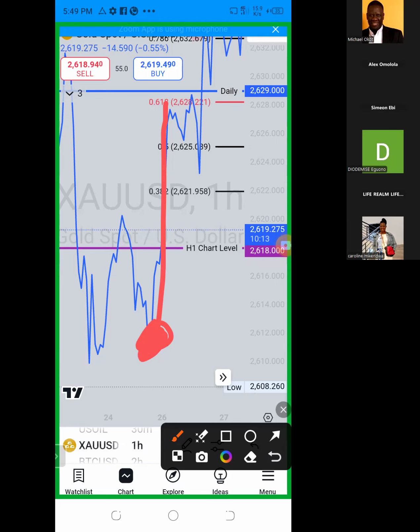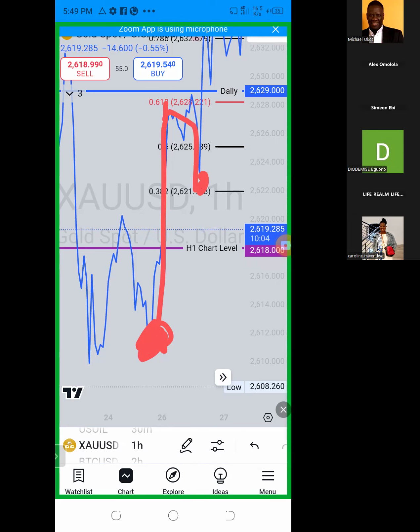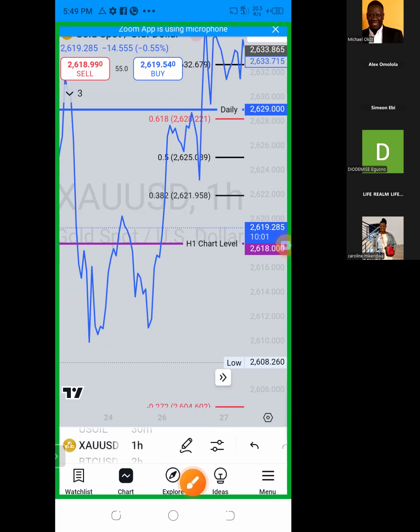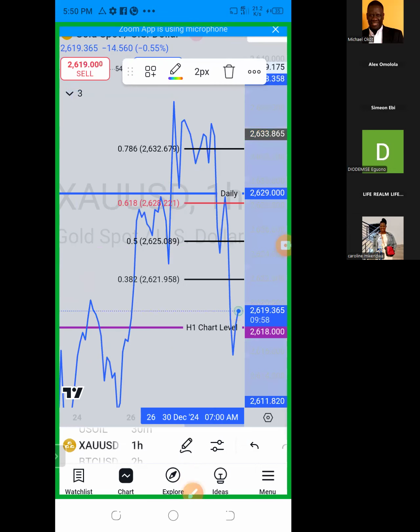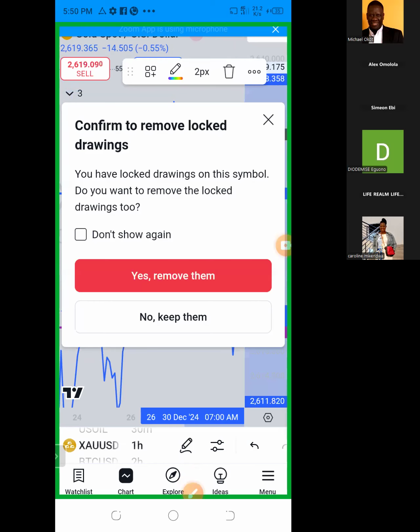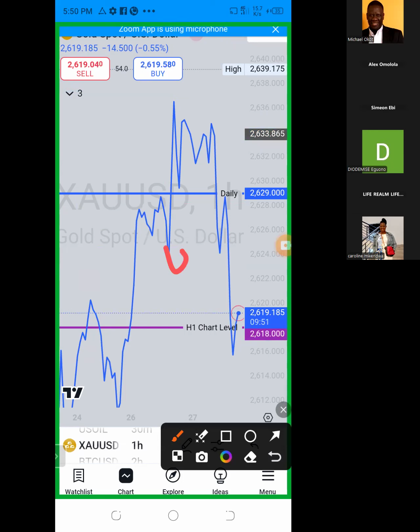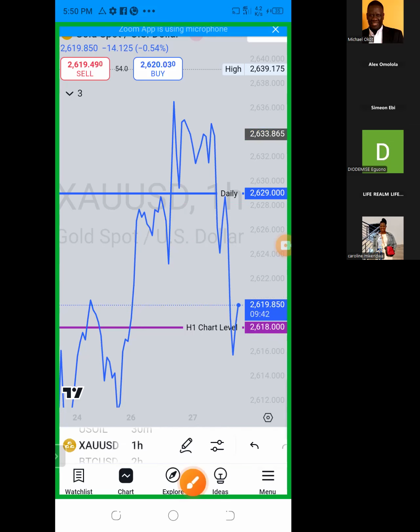The market moved from here down to this place and it retraced. You can see the retracement here. And then it moved again. It broke the previous high and went higher. So that is exactly what we have discussed in this meeting.